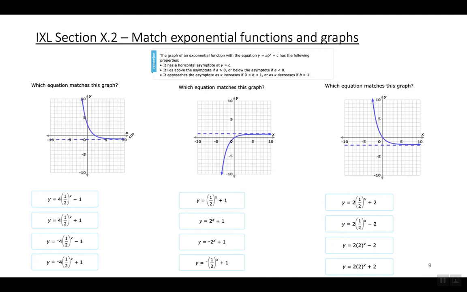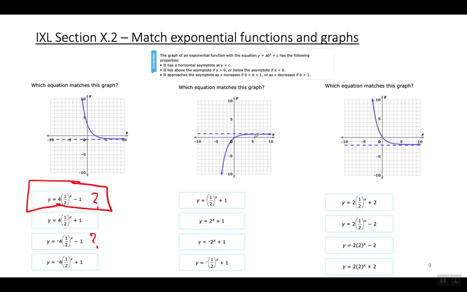Okay, so my asymptote is at -1. So it's between this one and this one. Okay, the graph of the line is above the asymptote, so A has to be positive. In this one, A is positive, not in this one. So this has to be my answer. Okay, el asymptote está en -1 y el gráfico de la línea está arriba del asymptote, así que A tiene que ser positivo, así que solamente puede ser esta respuesta, no puede ser esta.